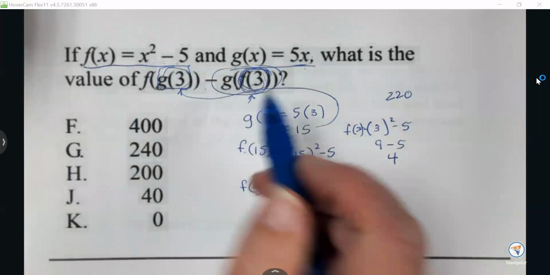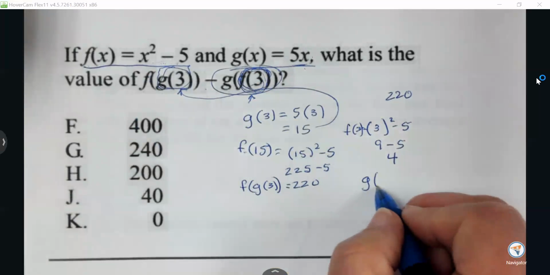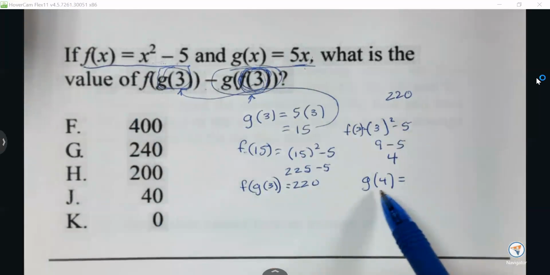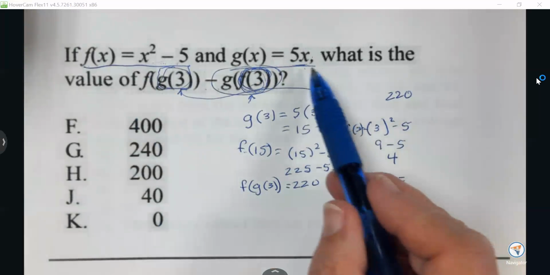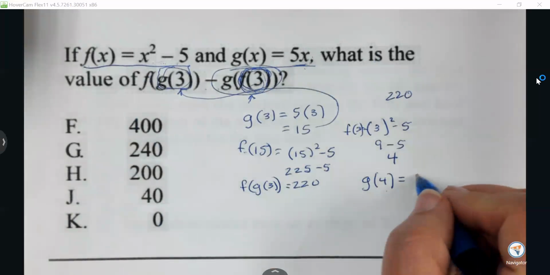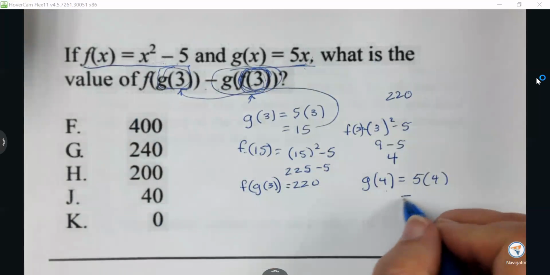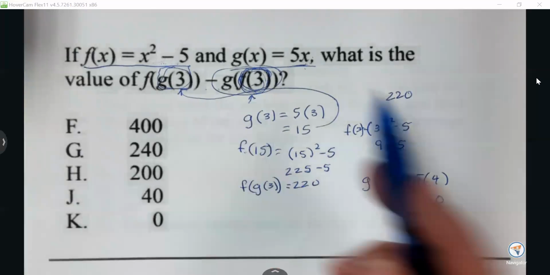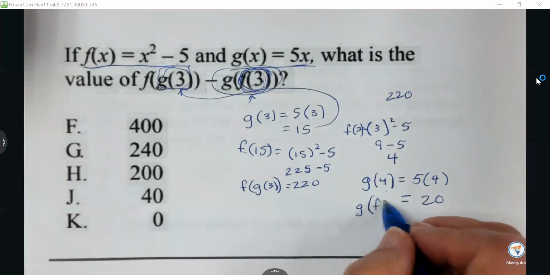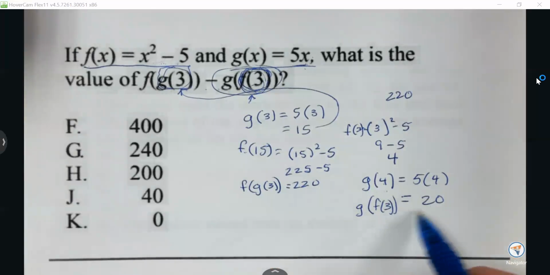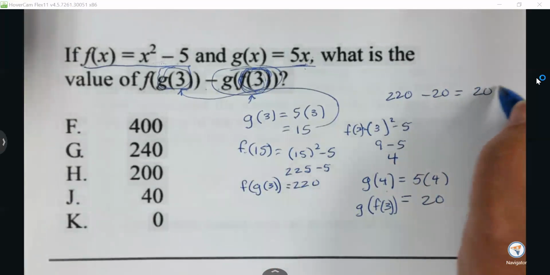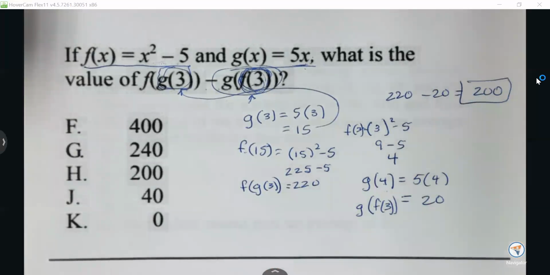So instead of writing f of 3, I'm going to write g of 4. Now I'm going to use my g function, and wherever there's an x, I'm going to place a 4. So g of 4 is 20. When I finish this, what I really have is g of f of 3 equals 20. So if I need to subtract those, 220 minus 20, my answer is 200.